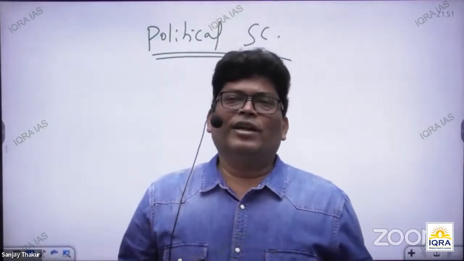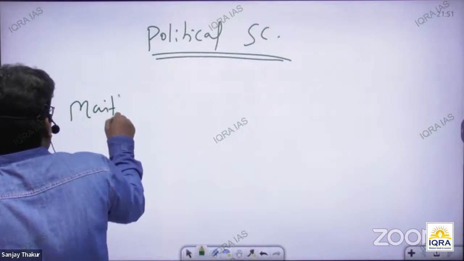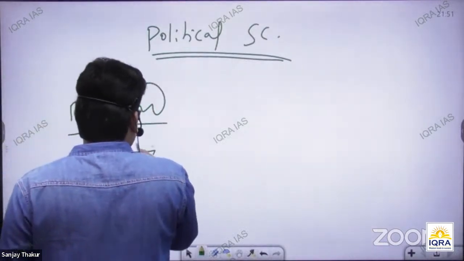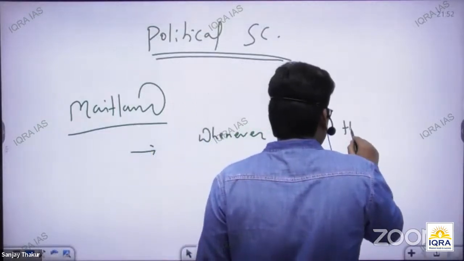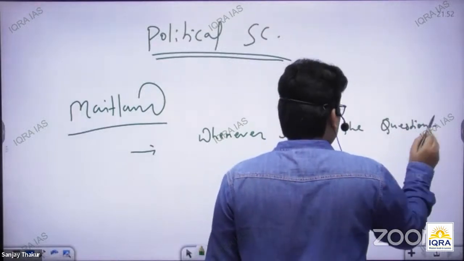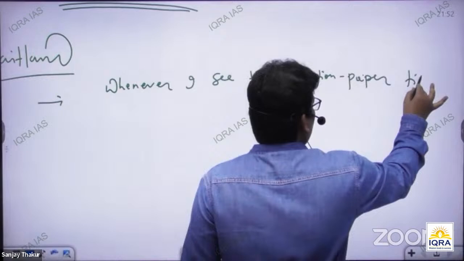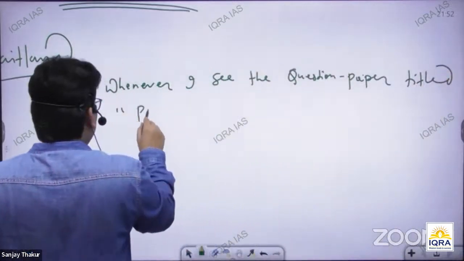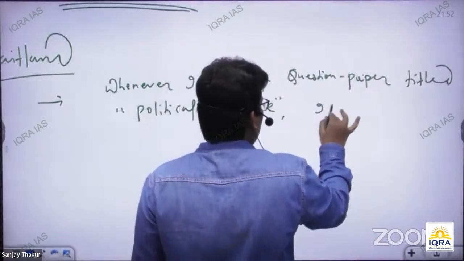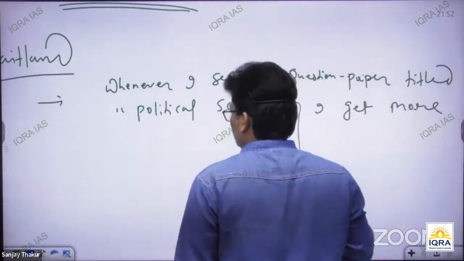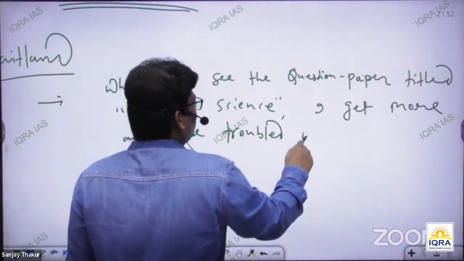start with a famous quote given by Maitland. There is a political scholar, Maitland, who says that whenever I see the question paper titled Political Science, I get more and more troubled with the title.